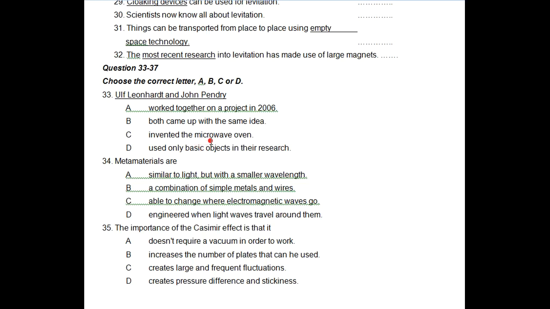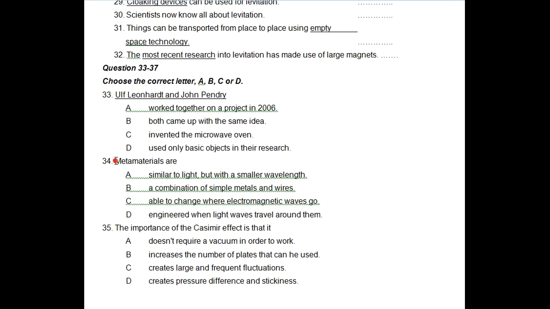He did not invent the microwave. He did not use basic objects. He has used exotic materials as it was given. So you can also see that these three answers are wrong. If you are not able to find the correct answer, at least you can get three incorrect answers. That is also important sometimes.